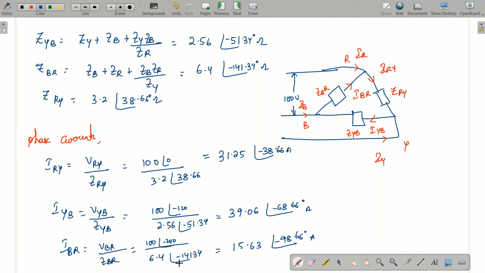Is it clear? What we have done is found the phase voltages. See, the line voltage itself is a phase voltage, but the line voltages also differ by 120 degrees. That is the reason I have taken 100 at an angle of 0, 100 at an angle of minus 120, 100 at an angle of minus 240, and we know the impedance values. From there we can find the phase currents.